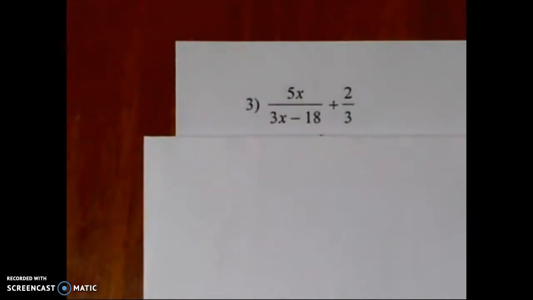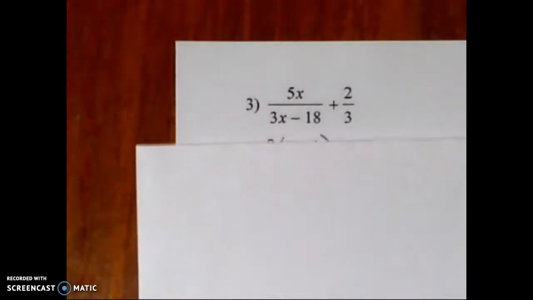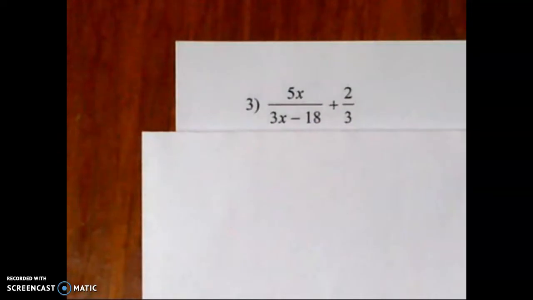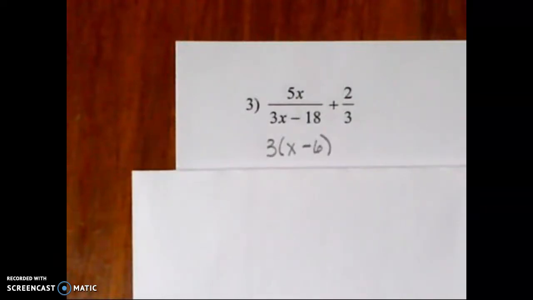Let's try another. Open the page. So this looks a little different. Step 1 is to factor the denominator. When you factor 3x minus 18, you factor out the common factor of 3.